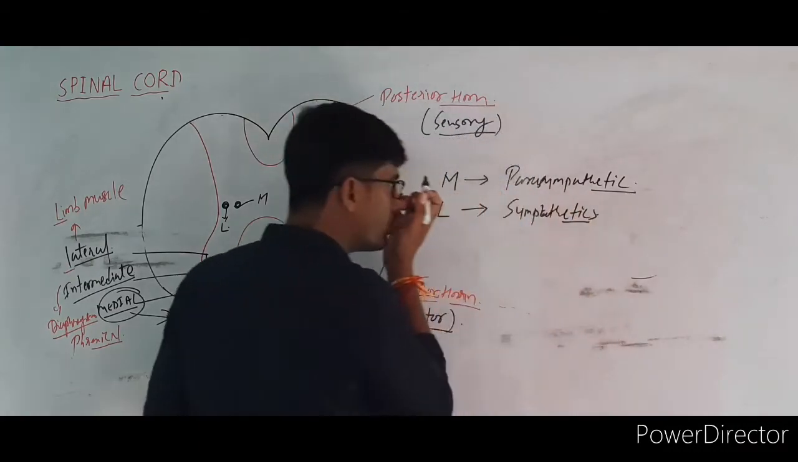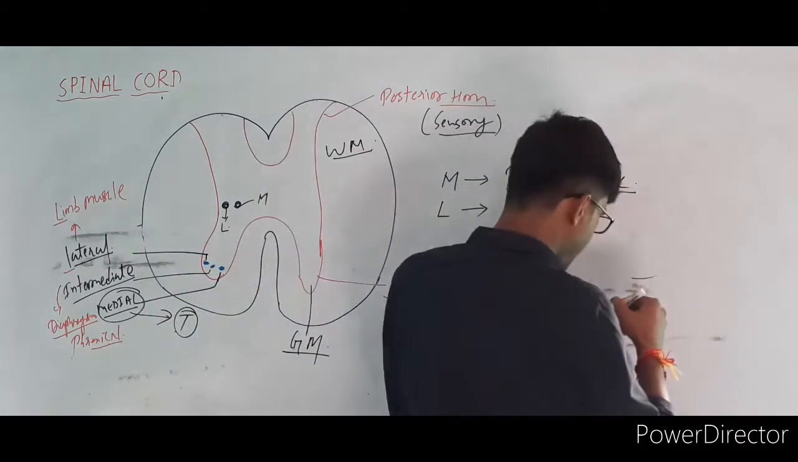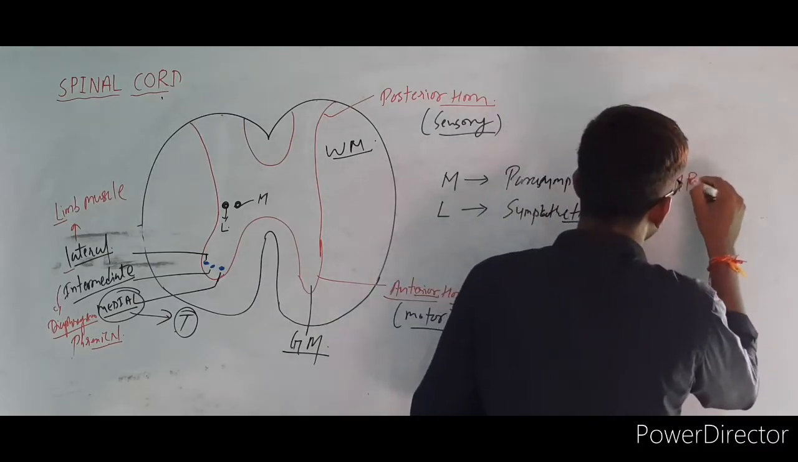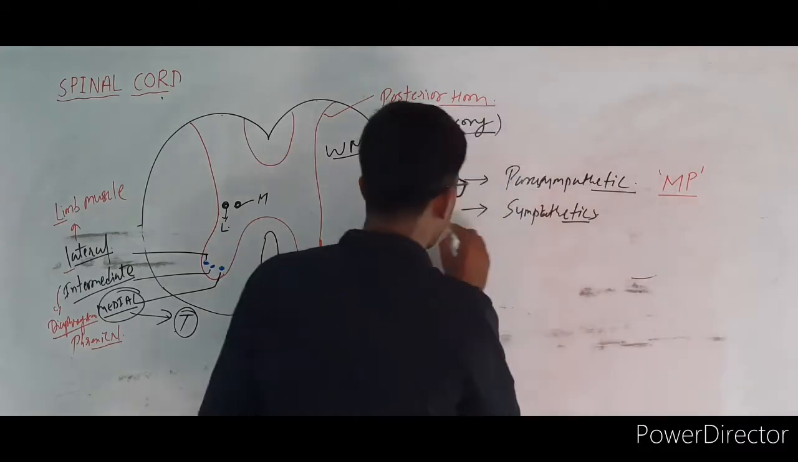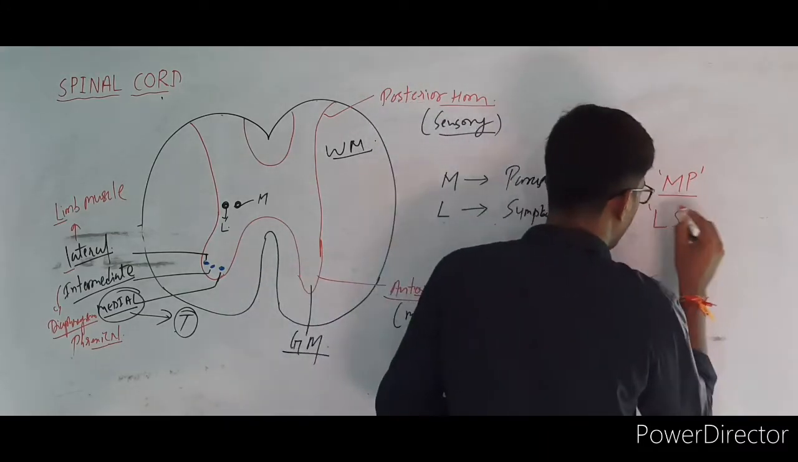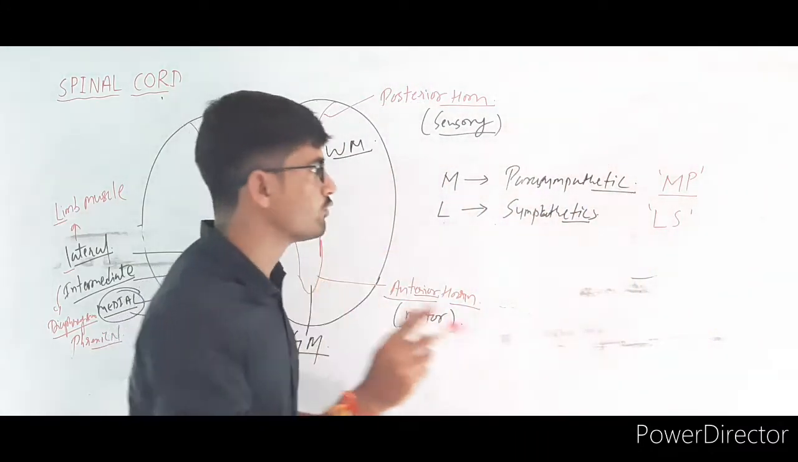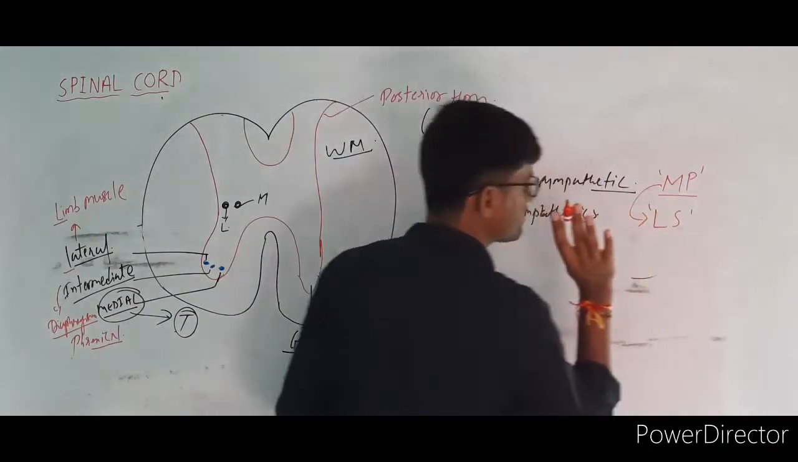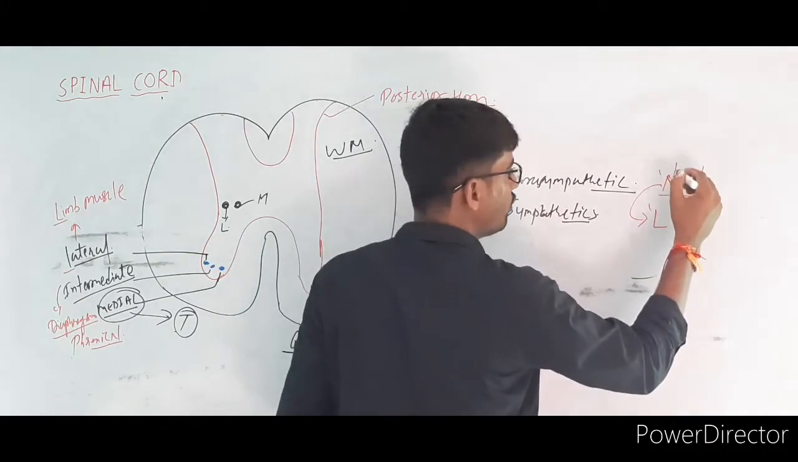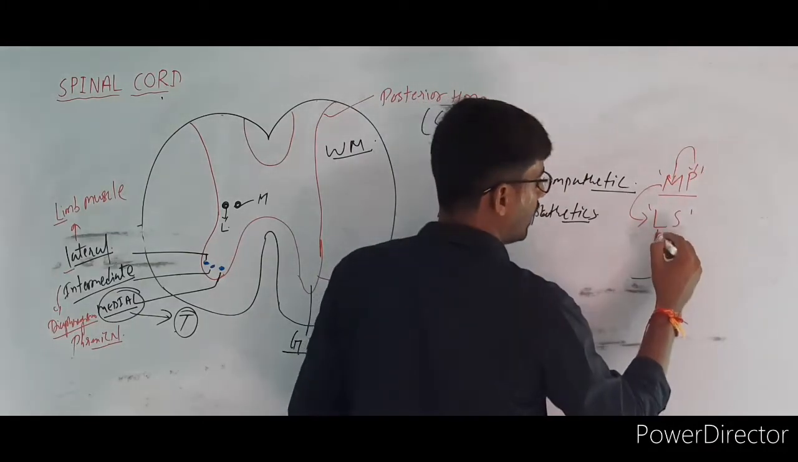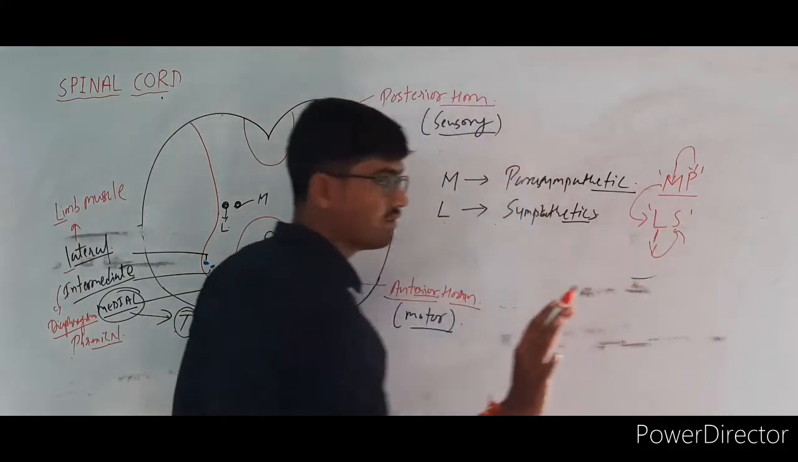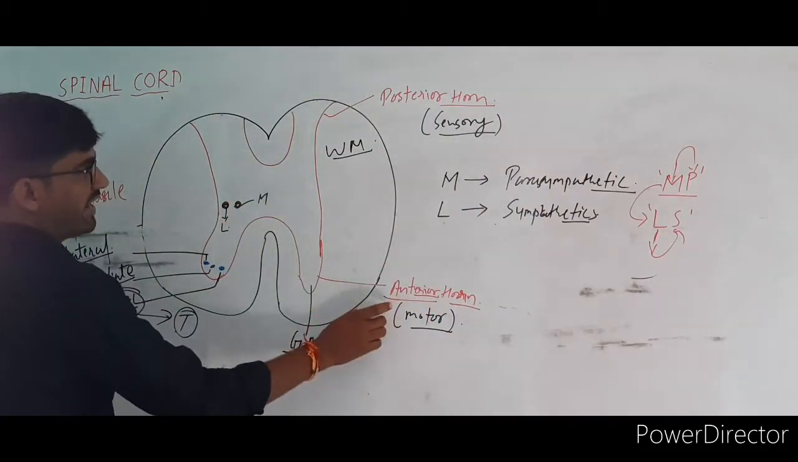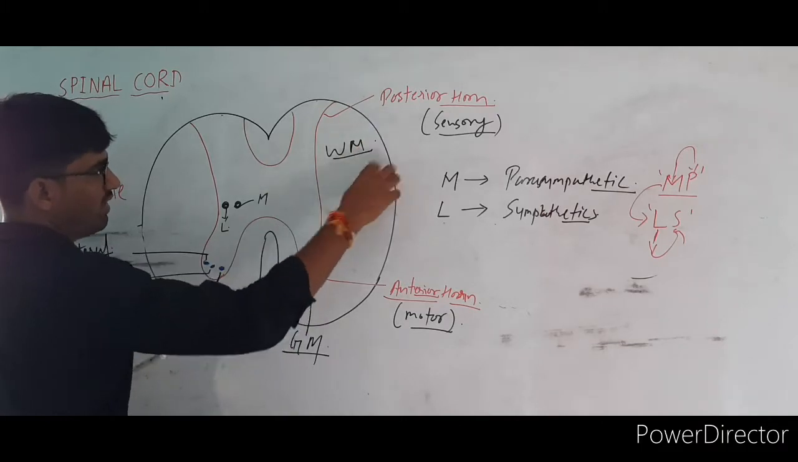How do you have to remember? MP and LS, Lok Sabha. MP, you know, MP, MLA. Where is MP? These are in the Lok Sabha. So M is the medial nucleus for the parasympathetic, lateral for the sympathetic. So up to this, the anterior horn, the medial horn and the intermediate horn, this is over.